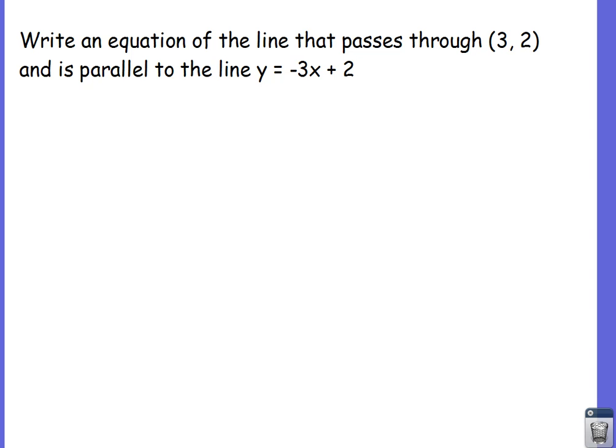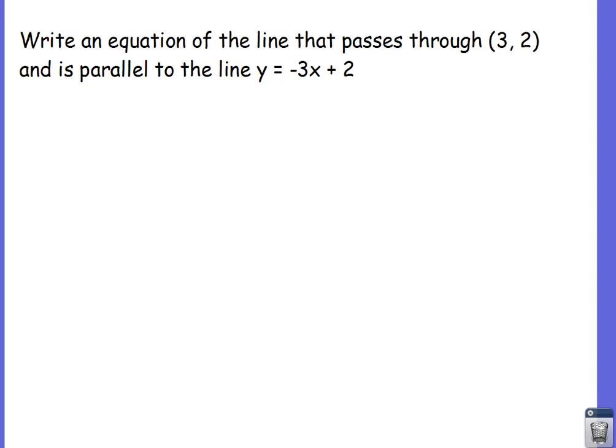All right, the next part of this is writing equations of lines that are parallel and perpendicular. So in the first example, it says write an equation of a line that passes through 3, 2 and is parallel to the line y equals negative 3x plus 2.